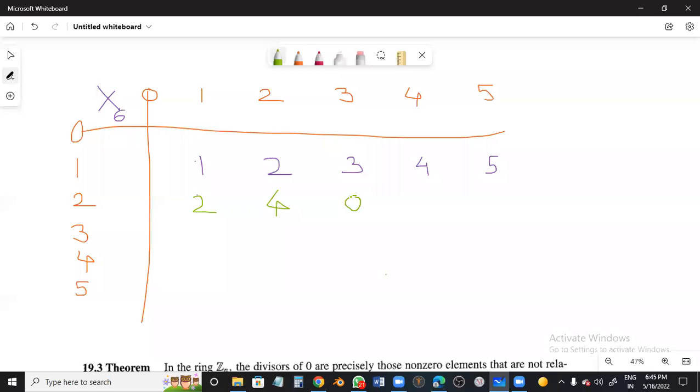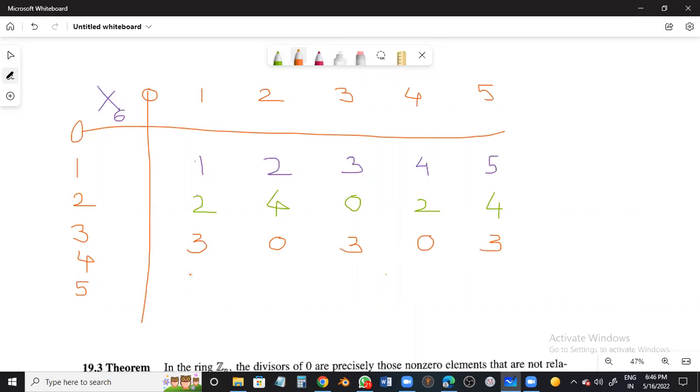2 3s are 0. 2 4s are 8, which means 2. 2 5s are 10, which means 4 back. Now you can see 3 1s are 3. 3 2s are 0. 3 3s are 3. 3 4s are 0. 3 5s are 3.